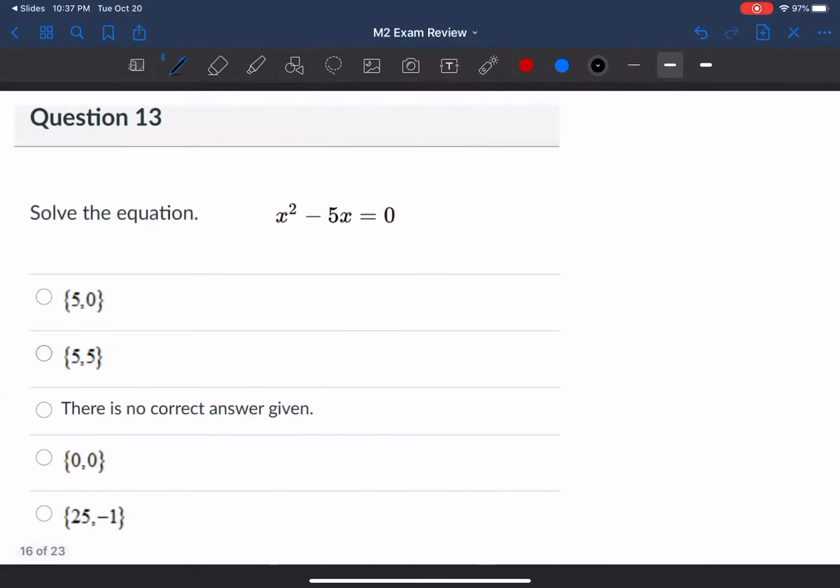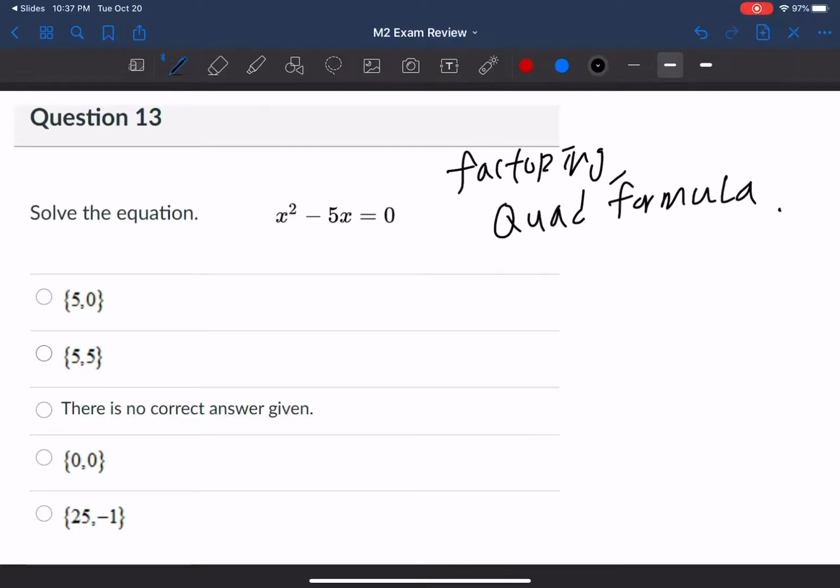Question number 13, solve the equations. x squared minus 5x equals 0. Okay, since you learned chapter 2, I don't mind what kind of method you are using. You can do factoring. You can use quadratic formula. Or maybe you can try to complete the square if you want to. So there are many different ways. I am going to factor because I see my GCF. I can pull out x, parentheses. I have x left, right? And what else? Minus 5 equals 0.